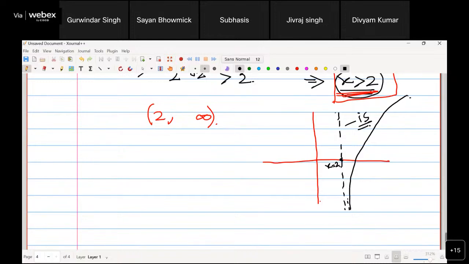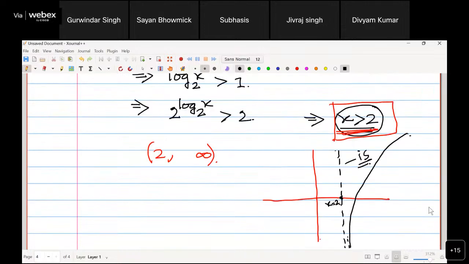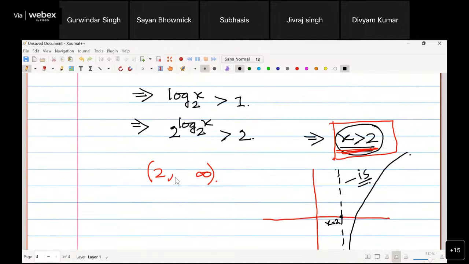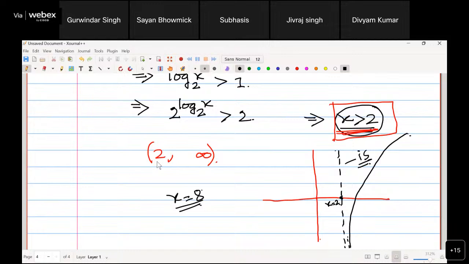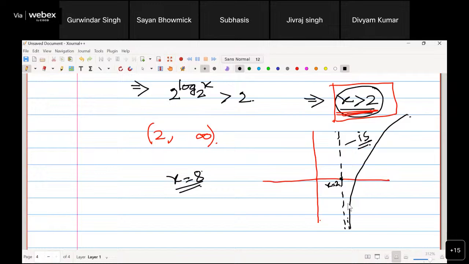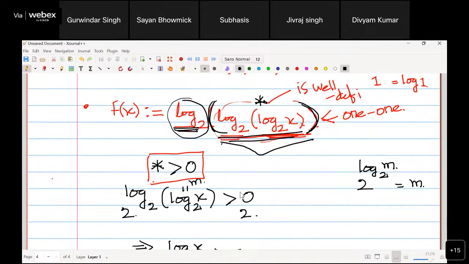So it's given in the question that x equal to 8 is an asymptote, which is certainly incorrect because the function is defined at x equal to 8. So certainly this can't be an asymptote. Since the domain of the function starts at 2, that's why 2 is the only asymptote to this function. So this is clear? Yes, sir.